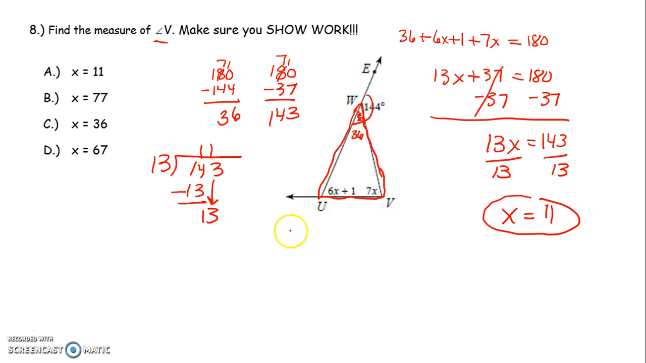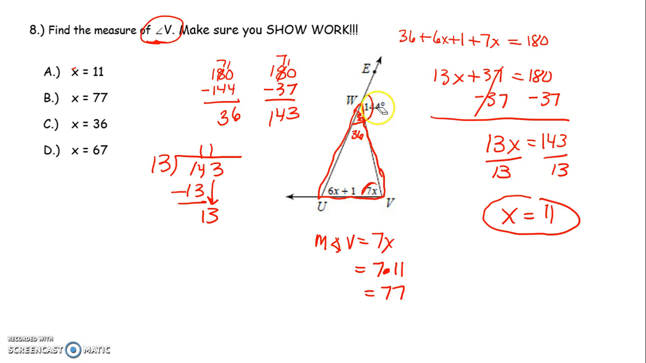They want the measure of angle V. Angle V, they're telling me, is 7x. So the measure of angle V equals 7x. That's 7 times, put an 11 in place of x, 7 times 11, 77. I don't know why these say x equals 11, but they're asking me to find V. Well, I can tell you x is 11, but the measure of angle V is 77. So just check with your teachers whether they want you to cross out all those x's, or if they want you to say x is 11, but the measure of angle V is 77.